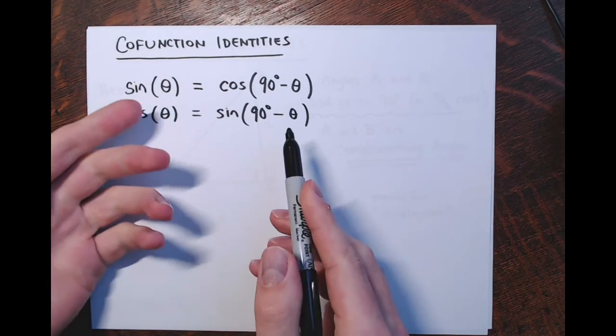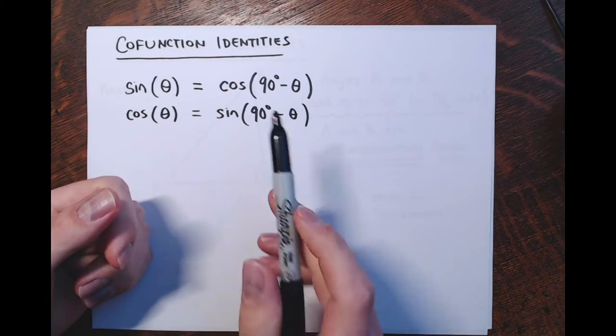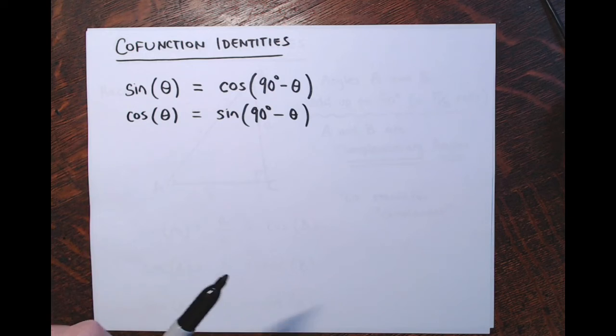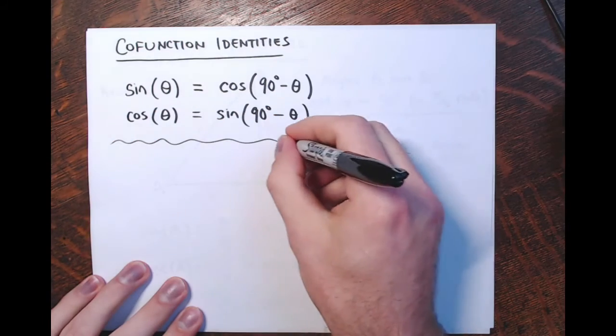And we've seen examples of this, right? The sine of 30 degrees is the same as the cosine of 60. Both of those were a half. The sine of 60 degrees was the same as the cosine of 30 degrees. Both of those were square root of 3 over 2. We've seen this before, just not actually written out like this.